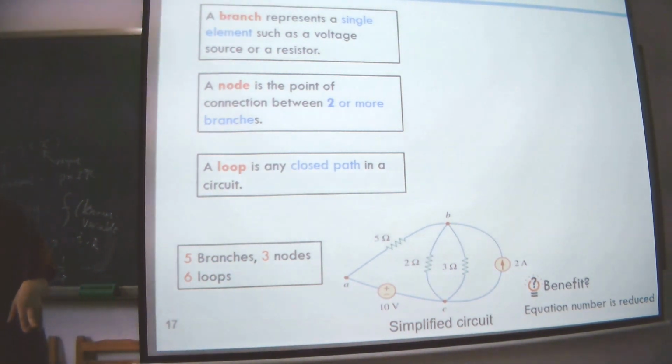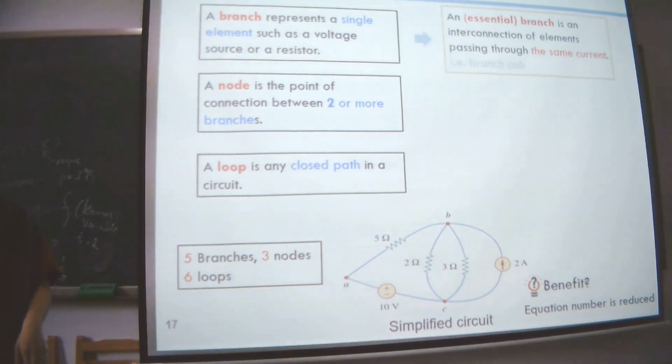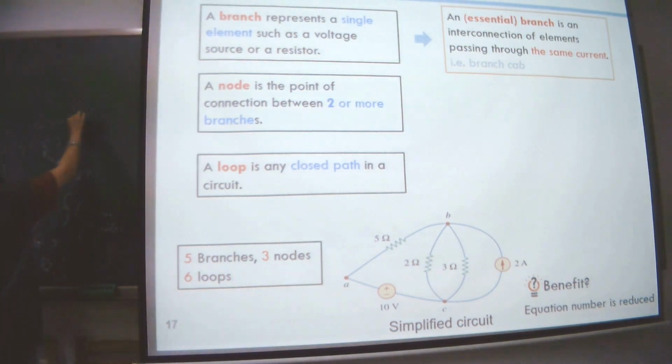So in this definition, it is really different, and we can compare. A branch represents a single element, and we have another definition of a branch. This branch is an interconnection of elements passing through the same current. What does that mean? In the first case, this one is a branch, right? This one is a branch. But in the second definition, inside this one, just one current passes. So, this one is a branch.